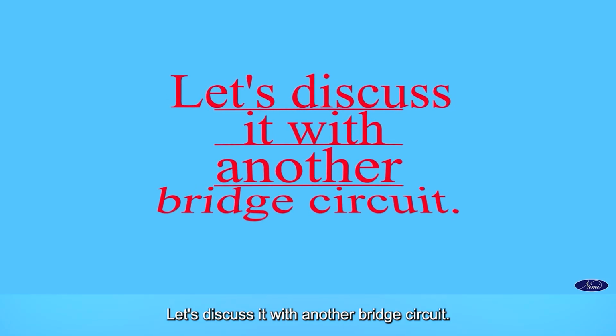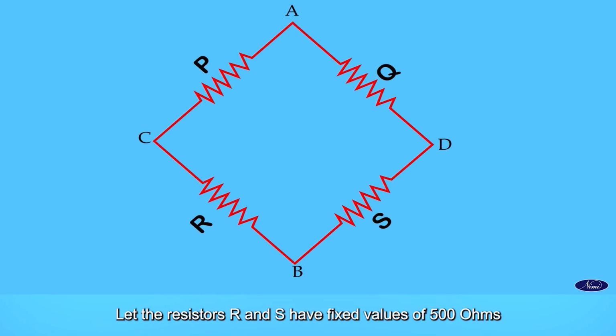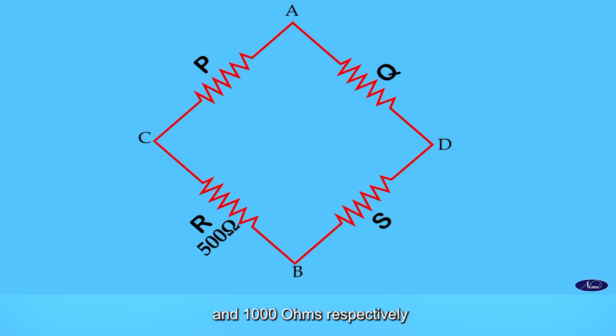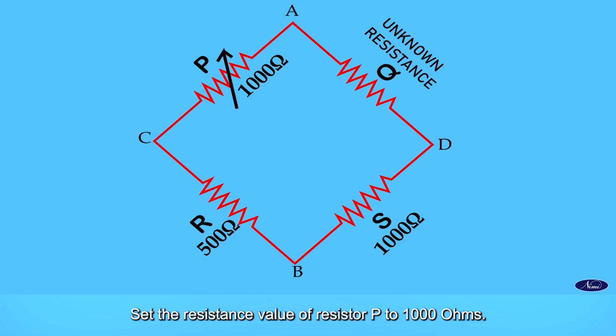Let's discuss it with another bridge circuit. Assume a bridge circuit with 4 resistors P, Q, R and S. Let the resistors R and S have fixed values of 500 ohms and 1000 ohms respectively, and let P be variable and Q be an unknown resistance. Set the resistance value of resistor P to 1000 ohms.